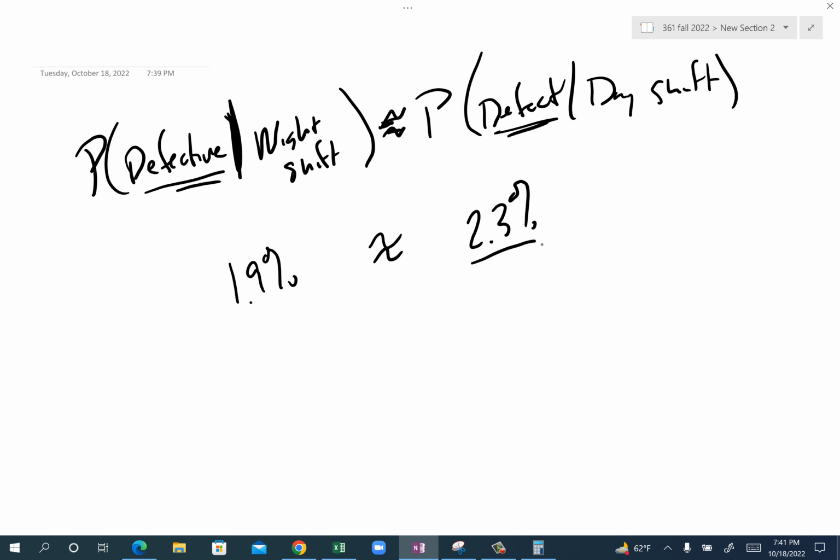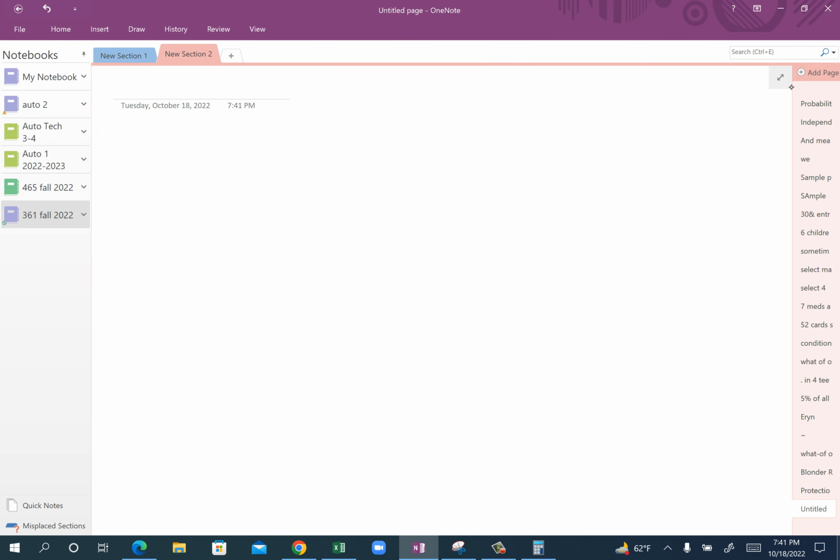If it was 19% versus 2.3%, Lord have mercy, your night shift sucks, bud. Shut it down. Figure it out. Fire them all. Get new managers. It's bad, bro. It is awful. This is not okay. And therefore, what we're saying is it's dependent. The probability that you get a defective is dependent on what shift it came off. That's a problem.